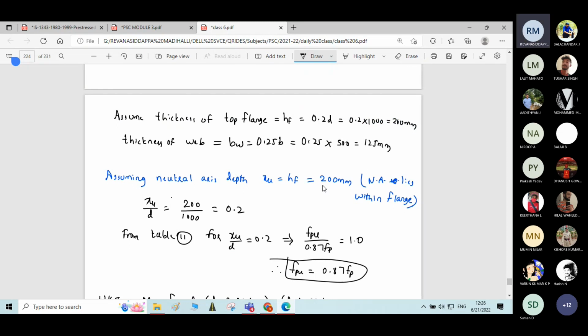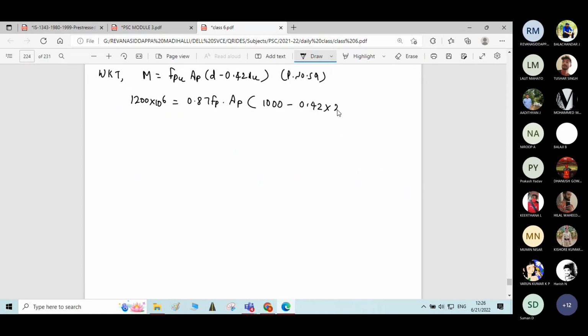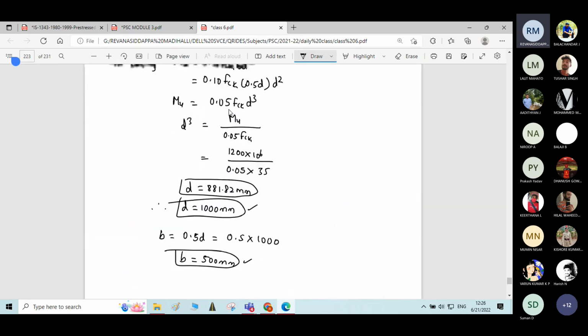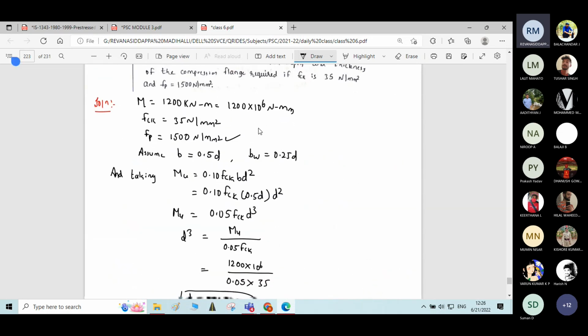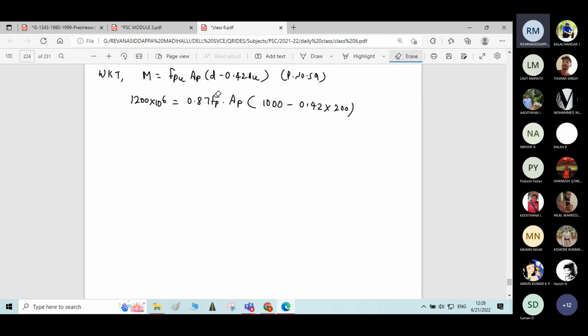How much we assumed? 200 mm, into 200). And FP is given, no? FP, how much is it given? FP is 1500 Newton per mm square. I forgot to substitute here. Let me substitute FP as 1500 into 1500. Okay. So only AP is the unknown parameter here. You can solve for AP and you can get the value for area of prestressing steel. If you work out the answer, you get 1003 mm square. We can round it up to 1000 mm square.